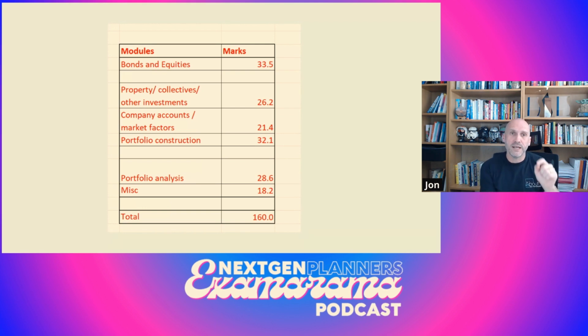Because what I also need is to be able to understand company accounts and market factors. There are 21 marks there, and there's a lot of stuff involved in that. That would include being able to analyze some basic company accounts. It would also throw in some of that macroeconomics that I talked about earlier on. So if I don't understand that stuff, there are 20 marks going begging. Then 32 marks on average on portfolio construction.